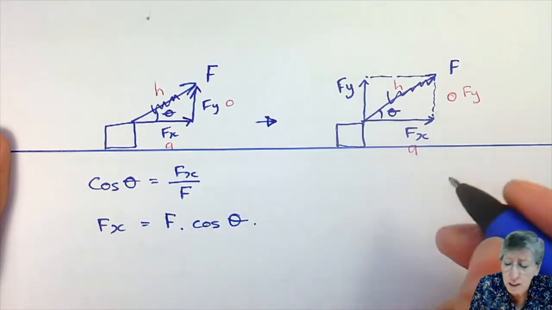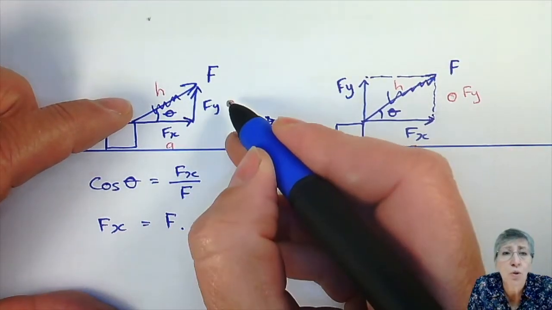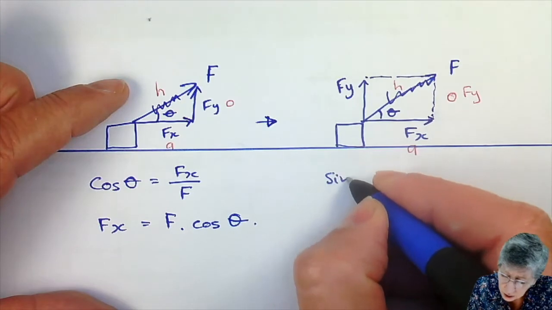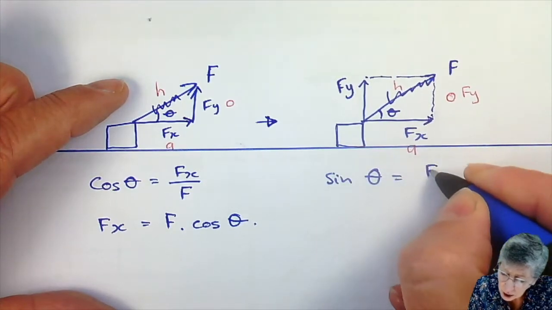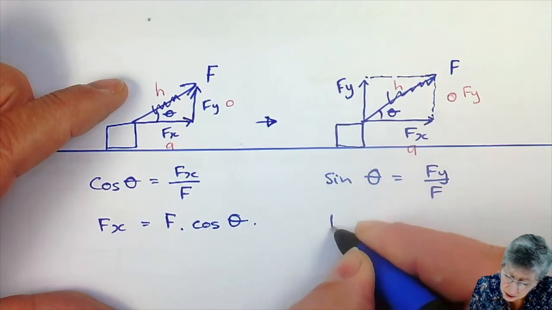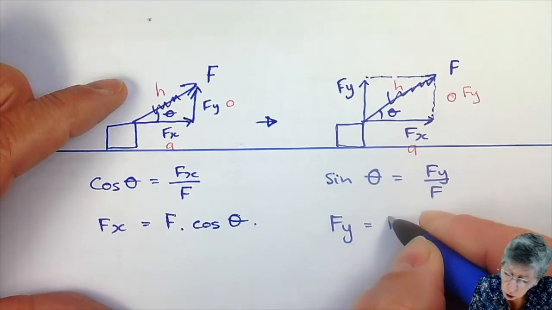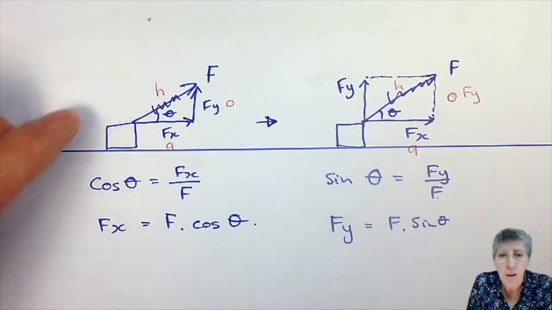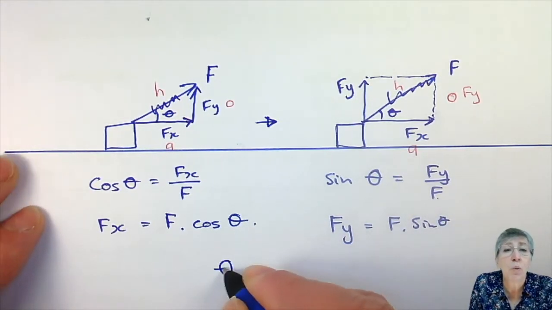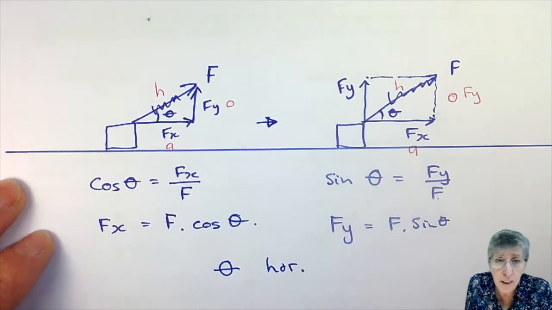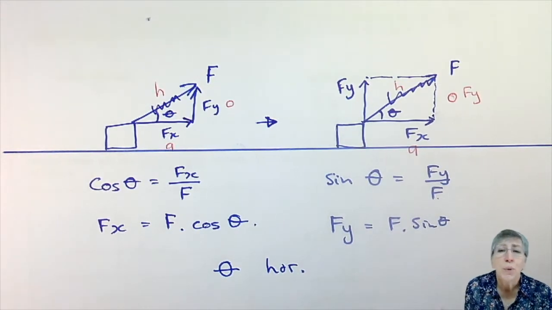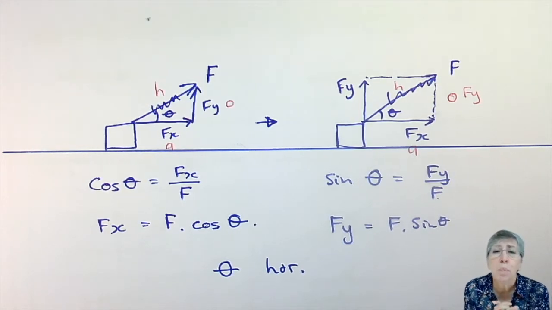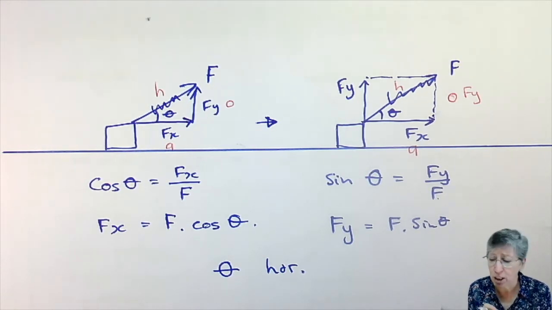Or if I do the same thing and now use opposite over hypotenuse, I will have sine theta being Fy over F, and end up with Fy being the whole force F times sine of that angle. Right, but remember we worked with the angle with the horizontal. Now when you are doing this in a question, it will not even be half a mark. This is going to be a small part of a much bigger thing.